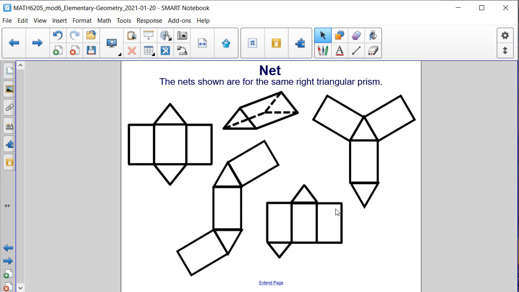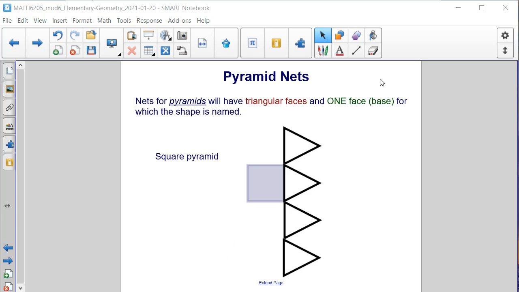Here are some more nets for the same triangular prism. You could have the two triangles right on top of one another and the three rectangles going straight through. You could have it looking something like an S, or this one, or even more of a pinwheel style with an extra triangle down below. But they will all form the same triangular prism when you fold up the sides.